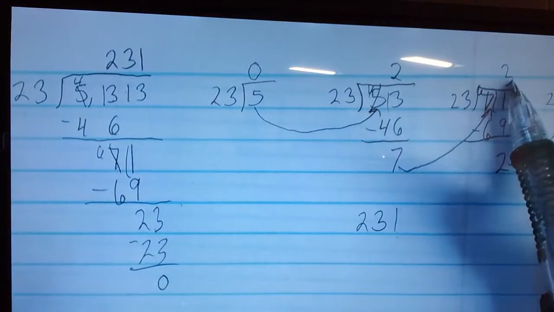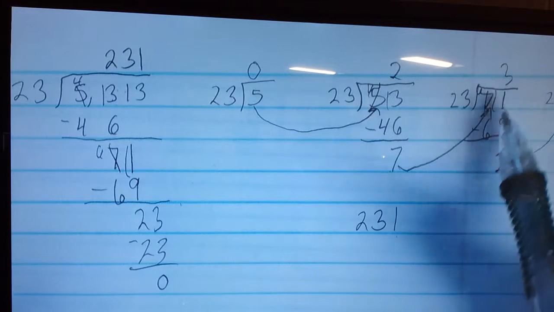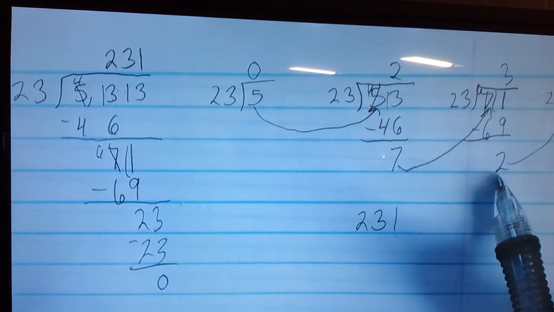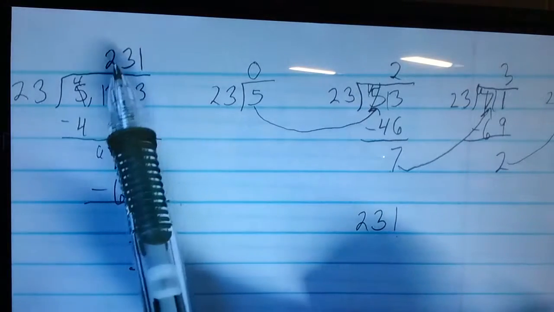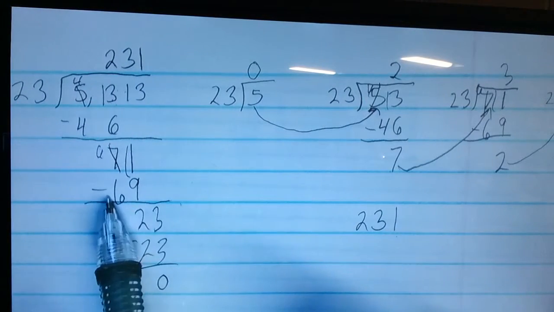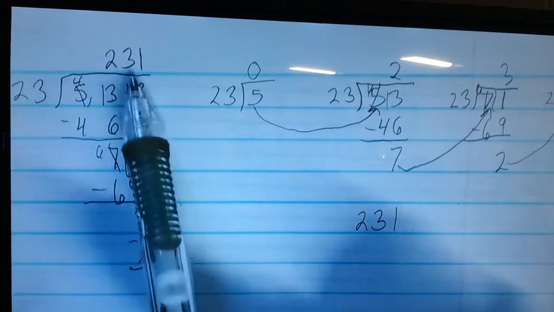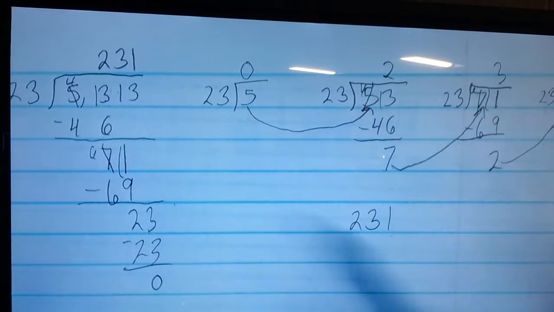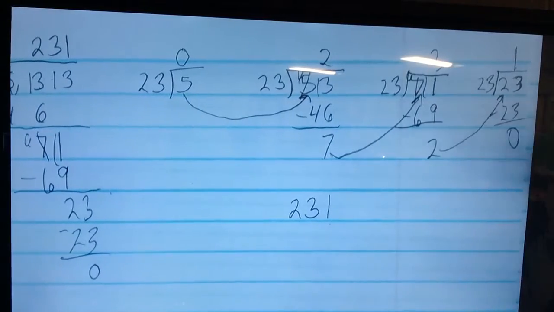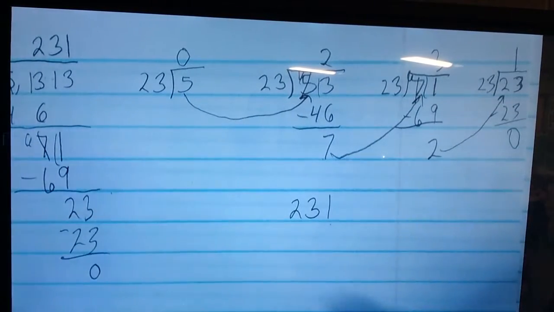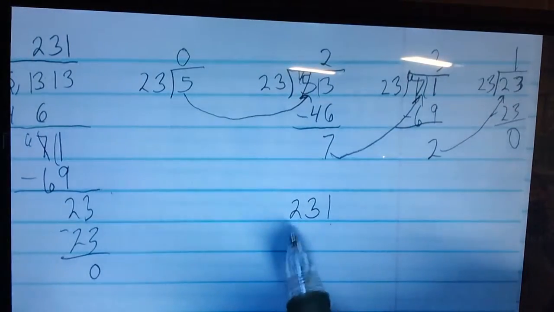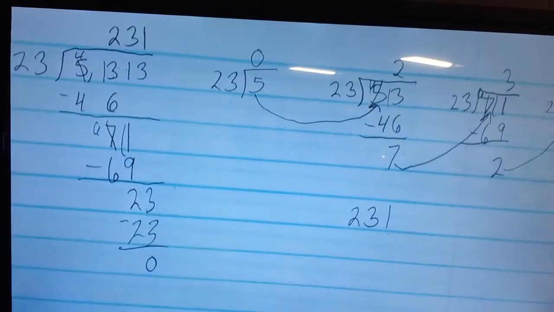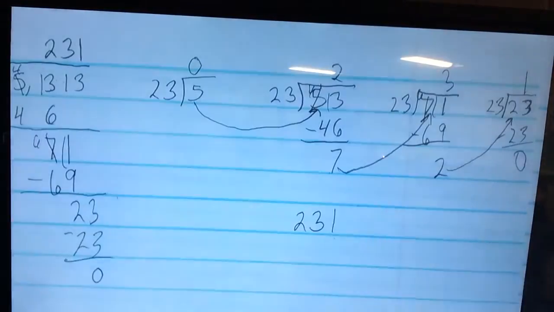I have 3 groups of 23 here, which gave me 69 and remainder of 2. Once again, 3 groups of 23 gave me 69. I had 2 left over and brought this 3 down for 23. This 2 traveled over here and gave me 23. And I was able to get 1 group of 23 out of that 23. And so I got a quotient of 231. So those are 2 ways that you can complete long division problems.